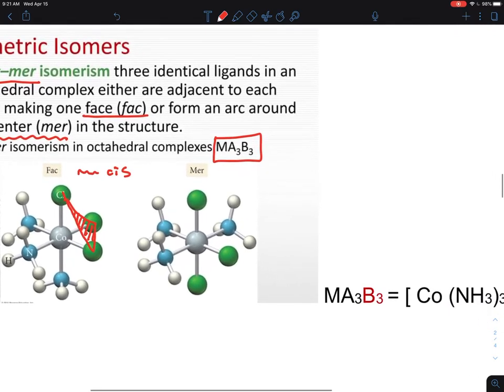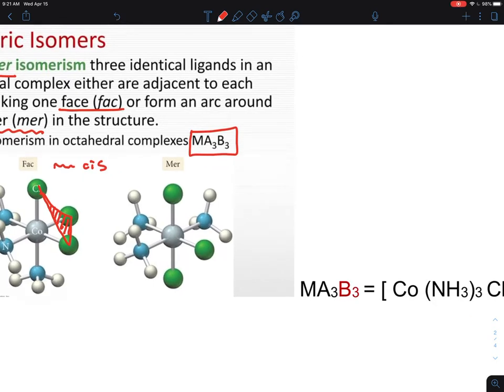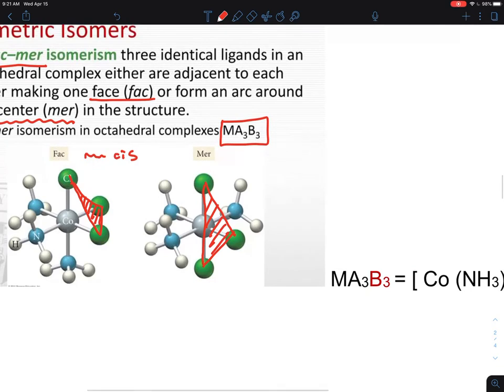MER means meridian. If you look at my previous video on YouTube, I explain a little more detail. It's going through the poles. So if you look at that, this is like going through the one. If you think there's a fruit here, and you go through it, that's a MER. But if you have one on the side, then that's a cis.